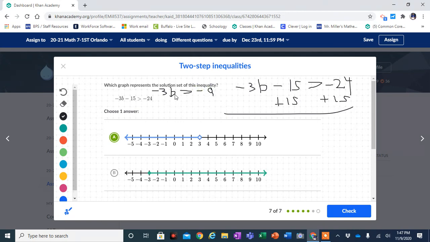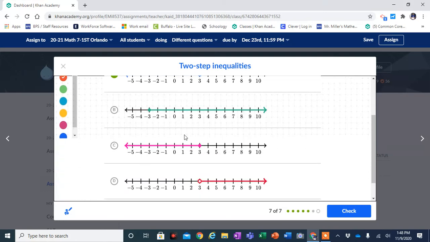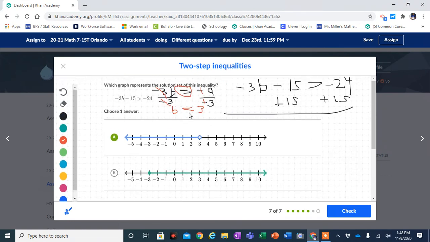Okay, but then you need to get rid of the multiplying by the negative 3. So you divide by negative 3, divide by negative 3, which means that your sign is going to have to flip because you divided by a negative 3. The negative signs cancel. 9 divided by 3 is 3. This is still B. There's no line underneath the symbol, so the answer has to be either A or D, because it has to be an open circle, and then B has to be less than 3, so it ends up being A.